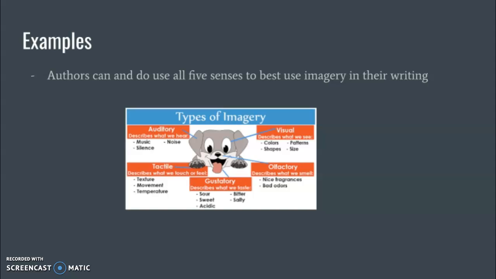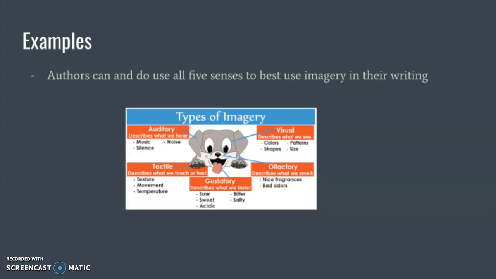So authors really do use all five senses to best use imagery in their writing. So some examples. For Harry Potter, for example, without imagery, we would never know what Harry looks like and that he has a lightning scar on his forehead because authors wouldn't be able to describe that to us.